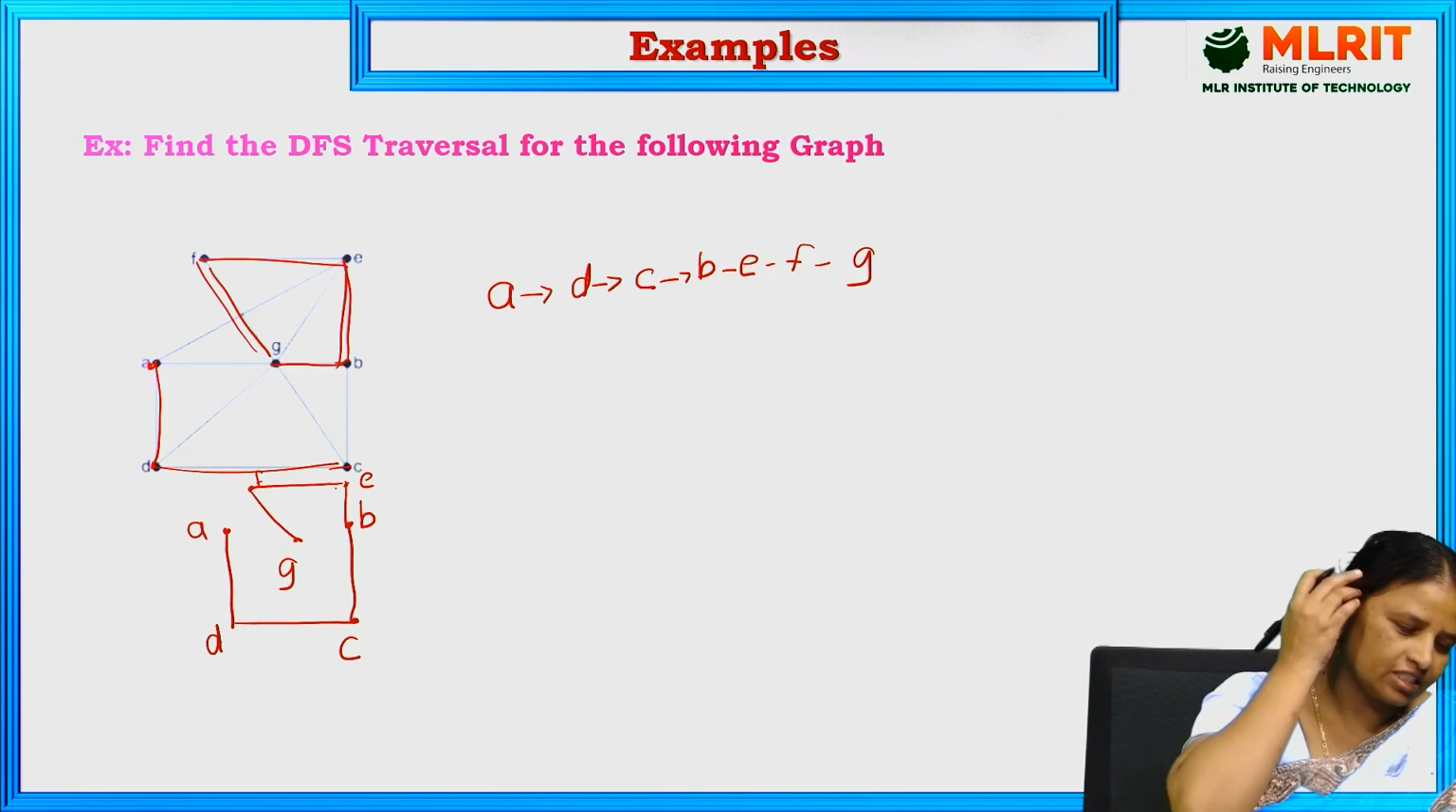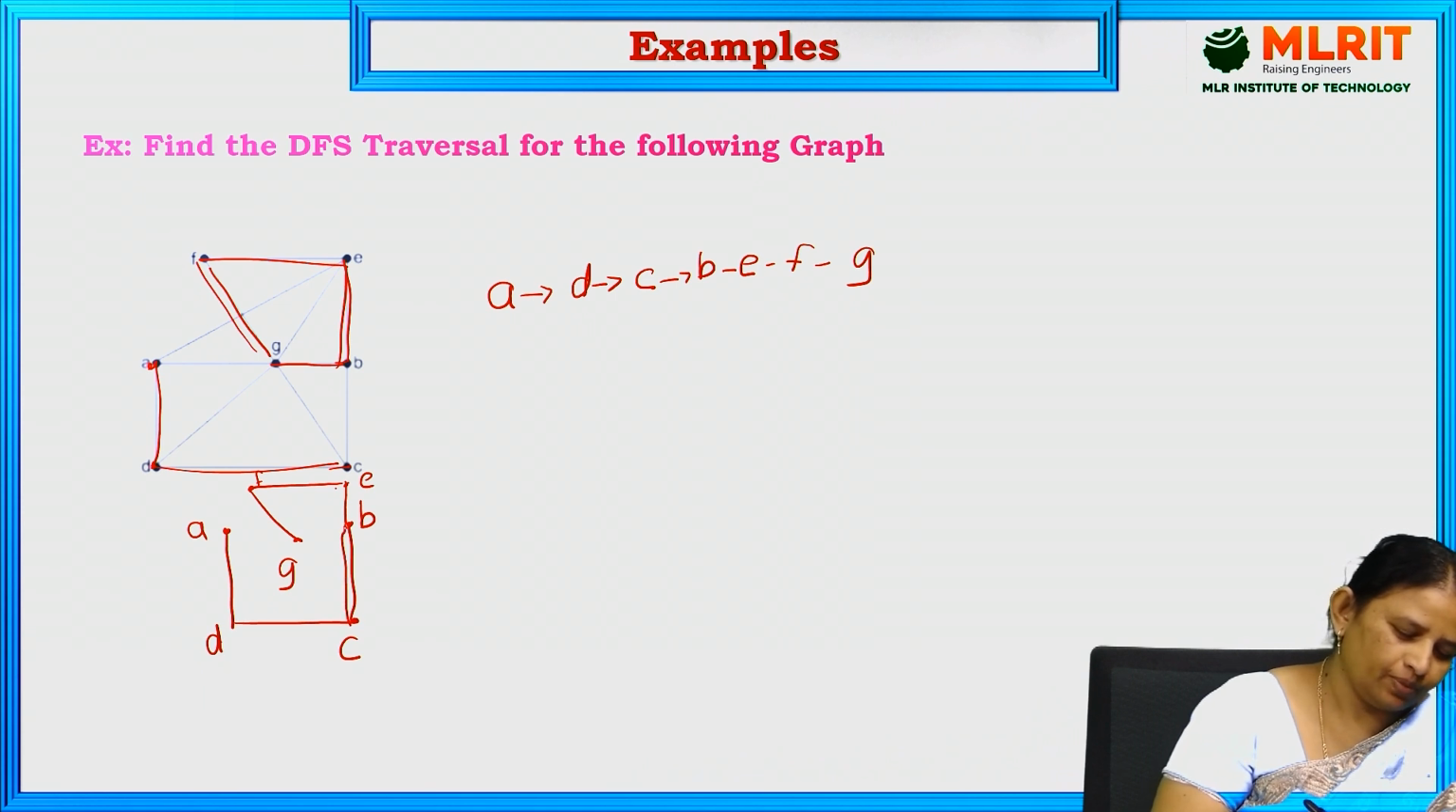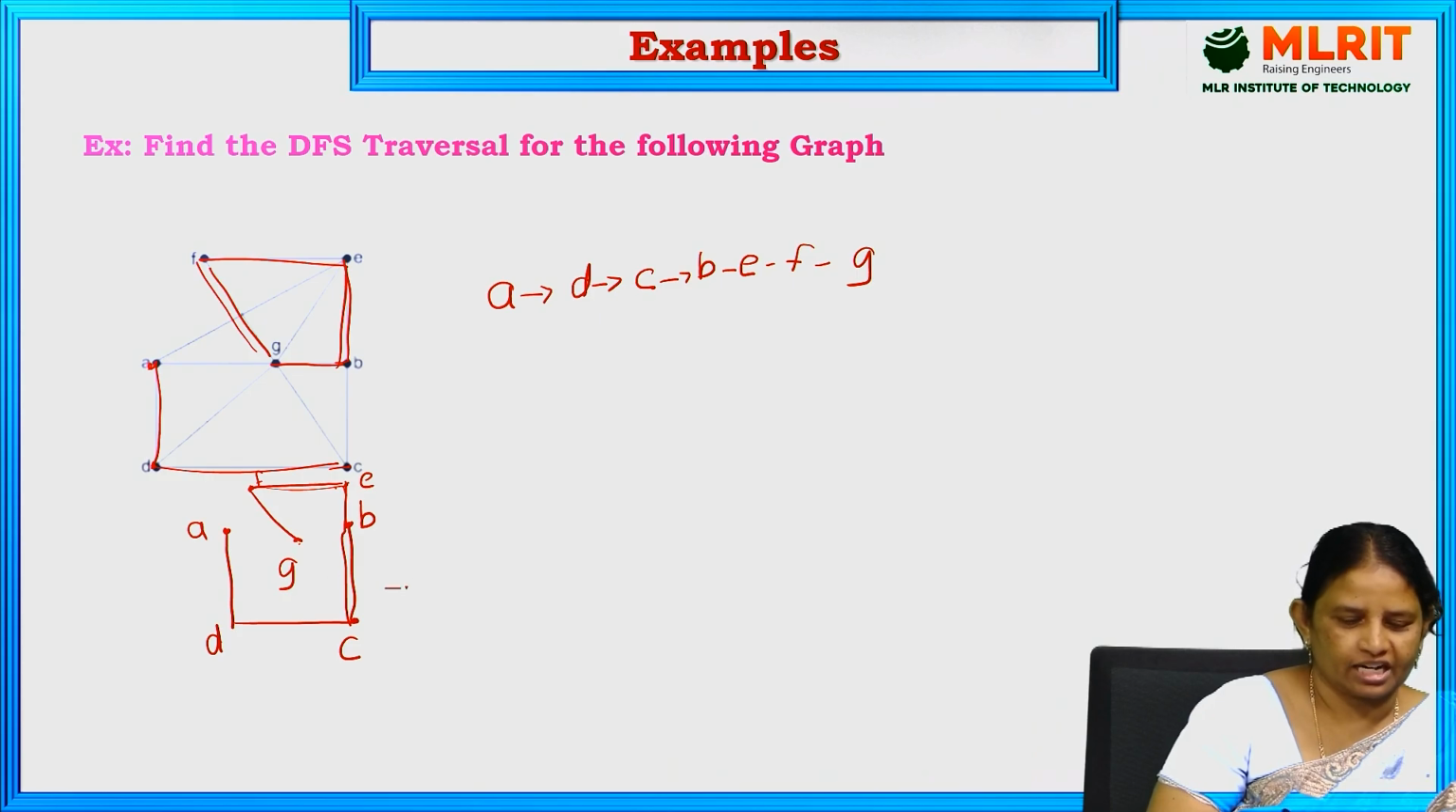So what is the visiting order of DFS traversal? We have to concentrate on the downwards. A to D, D to C, then C to B, B to E, E to F, F to G. All nodes are visited. This is the corresponding DFS spanning tree, the depth first spanning tree.